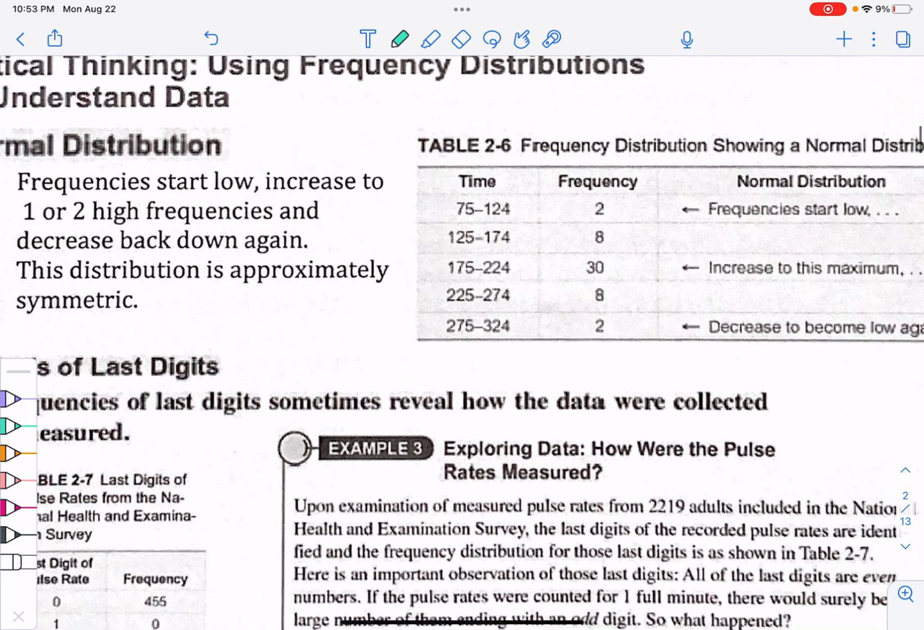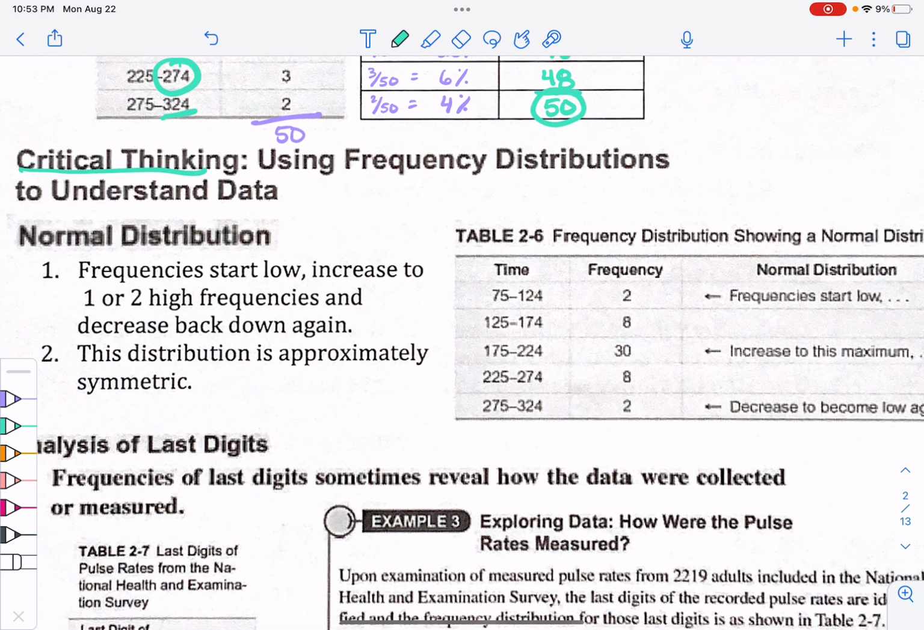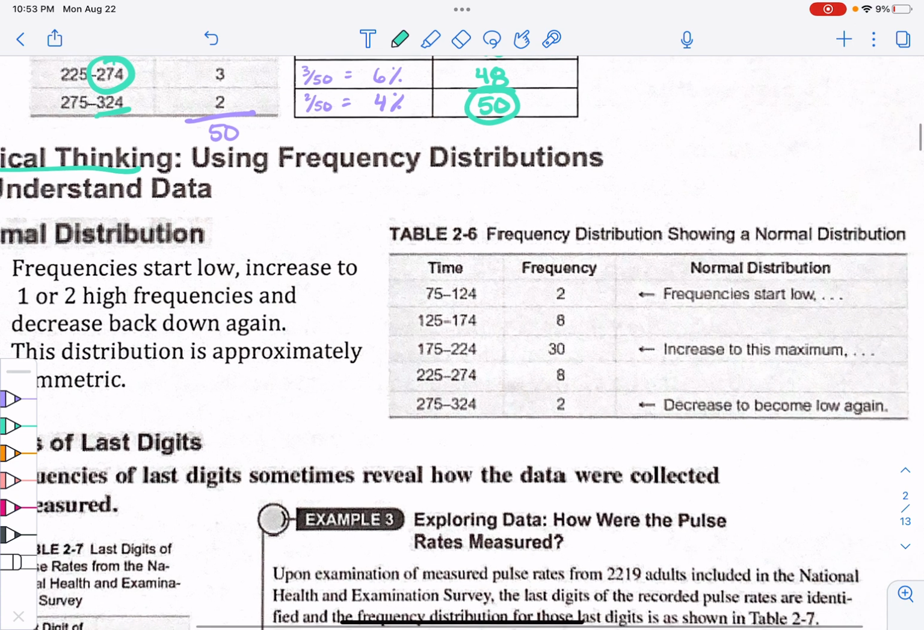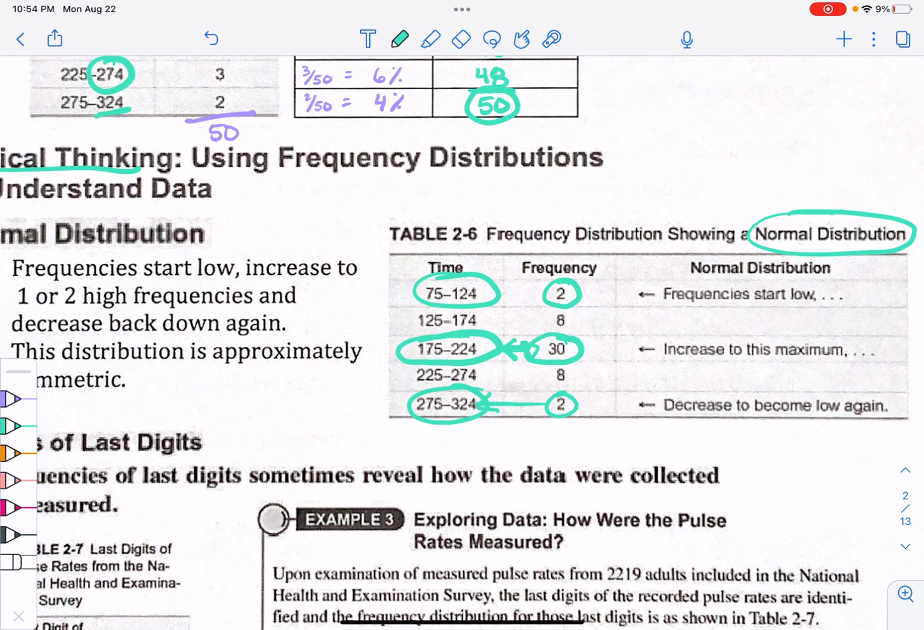And so if we go to this one right here, critical thinking, using frequency distributions to understand data, we're talking about a frequency distribution showing a normal distribution. The majority of the time, your average right here in the middle is going to happen with the most frequency. So the most times it's going to be a data value in the middle. If you think about that in terms of height, the majority of the people are going to be about average height, and then you're going to have 2 people down over here that are really short, and 2 people over here in the really tall category. But the majority of the people are going to be about average height, okay?